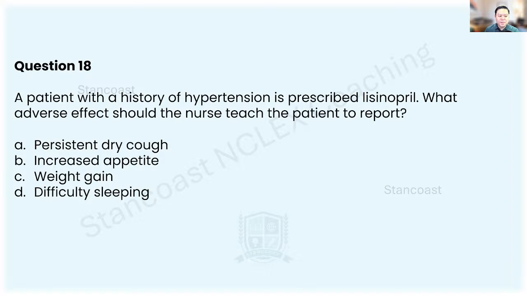What do you know about lisinopril? Okay. A patient with a history of hypertension is prescribed lisinopril. What adverse effects should the nurse teach the patient to report? Is it persistent dry cough, increased appetite, C, weight gain, D, difficulty sleeping?